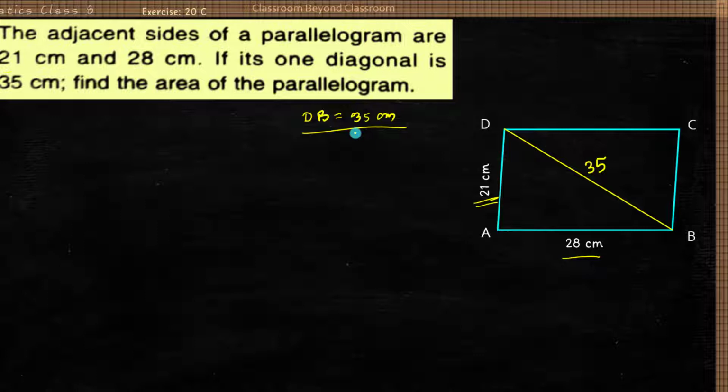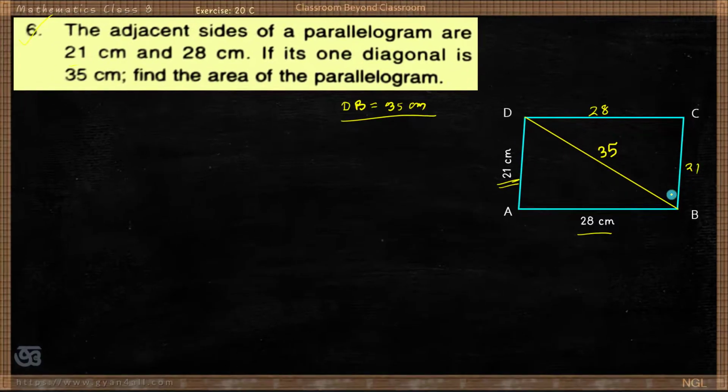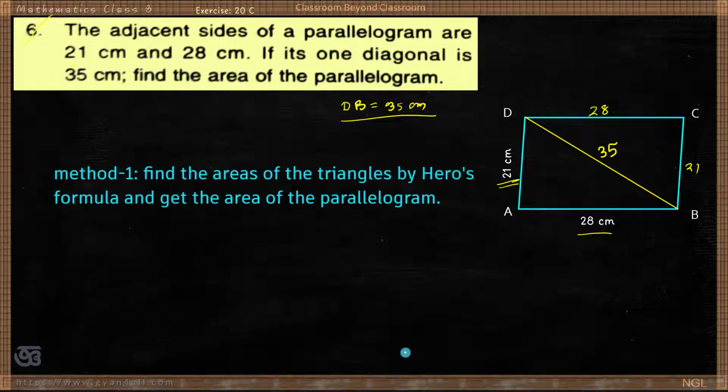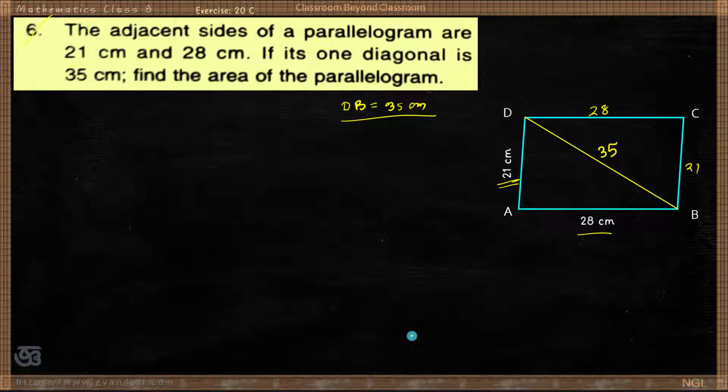But in this case, you can see this is also 28 and this is 21. So we can find the area of the individual triangles. Because the triangles are equal, we can find the area of the triangle by Hero's formula, and if we multiply the area by 2, then we will get the area of the parallelogram. But there is another way we can solve specifically in this question.